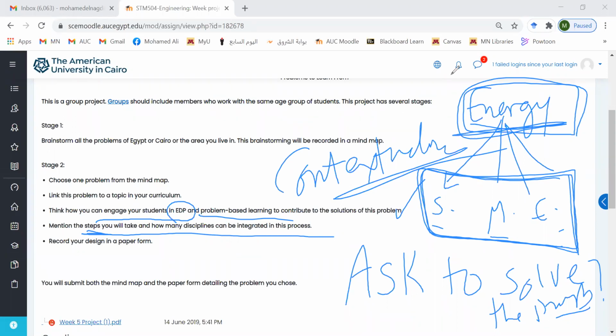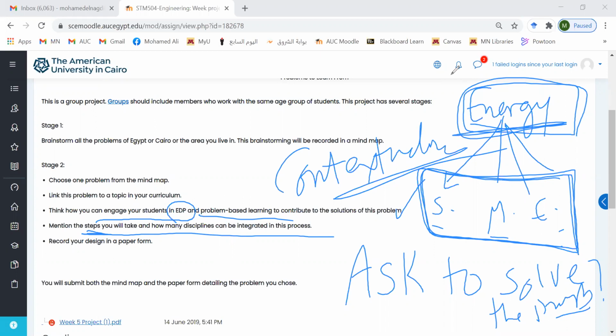So you start with the mind map, and then from this mind map you get a problem or a topic or a challenge. Then you tell us which different topics or disciplines will be involved in solving that problem, and then how you engage the students in that. You tell us how you start. Engagement is the starting. We are going to start this with whatever you like: a big question, a video, a presentation, a field trip, a class discussion.